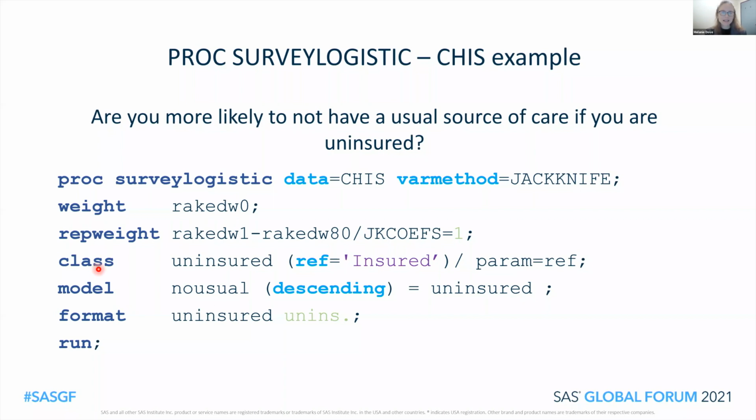We have our class statement where we list our categorical variables, including the option to specify that the referent category is uninsured. And then we have our model statement where we list our outcome of no usual source of care equals our predictor of uninsured. And we also have a format statement.